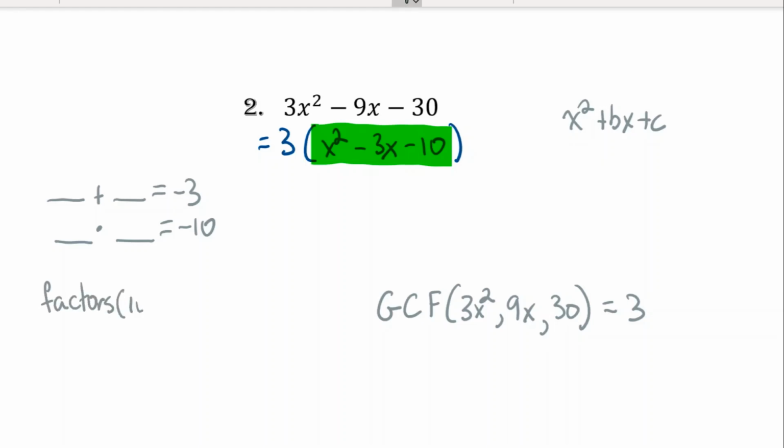So we're looking at the factors of 10. So we got 1 times 10 works, 2 times 5, and that's it. These can be plus or minus, so you can go 1 minus 10, 10 minus 1, negative 1 minus 10. You can go 2 plus 5, negative 2 plus 5, 2 minus 5, negative 2 minus 5. It turns out that you can use negative 5 and 2, that gives you negative 3. And then negative 5 times 2 gives you the negative 10.